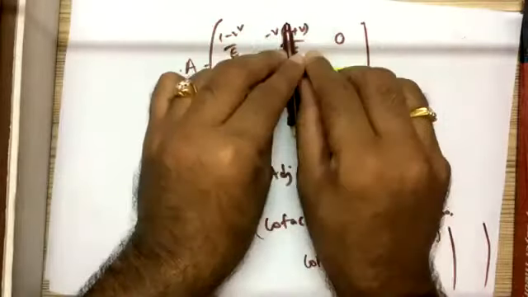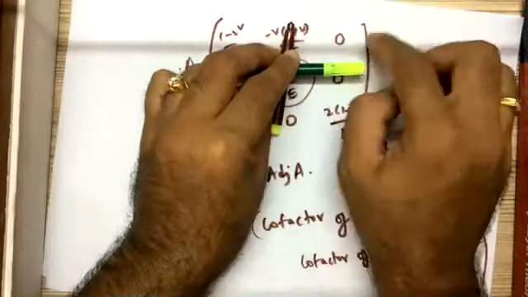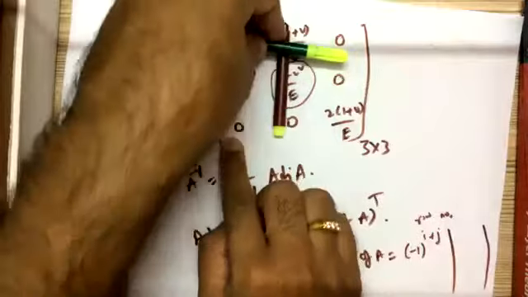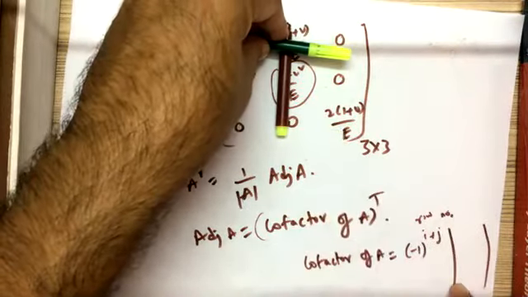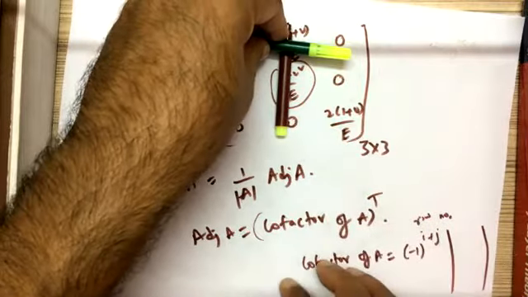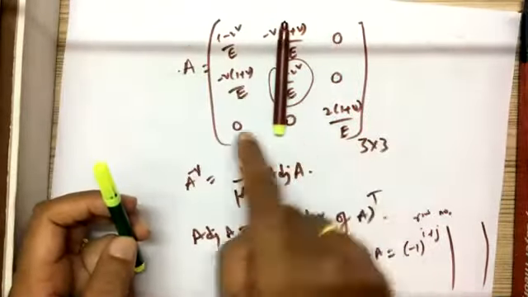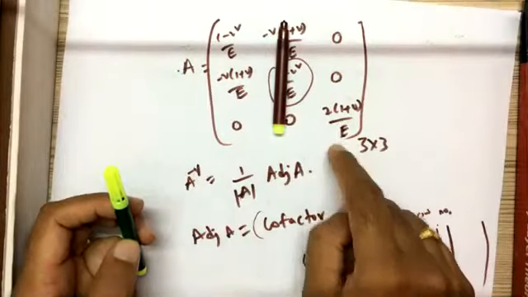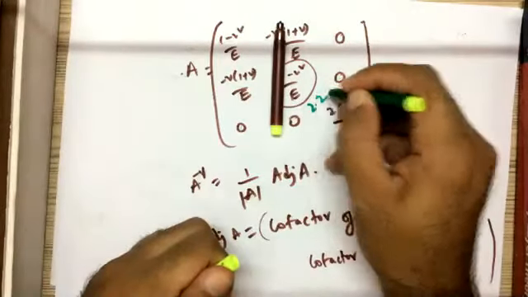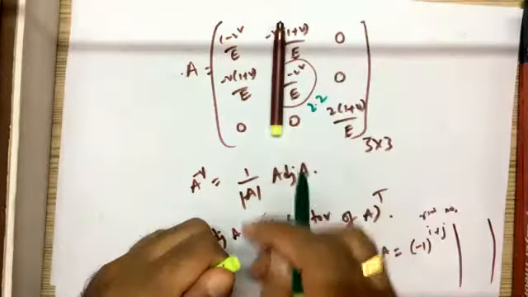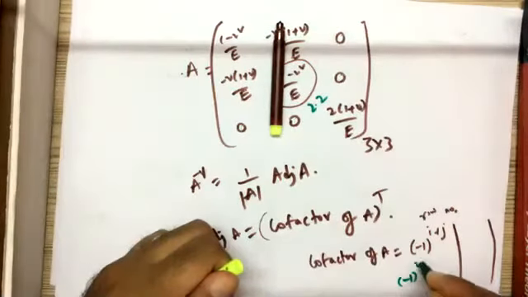What is remaining is 1 minus nu square by E, 0, 0, 2 into 1 plus nu by E. You take the determinant of that 2 by 2 matrix. This element is in row 2, column 2, so it is minus 1 whole power 2 plus 2.